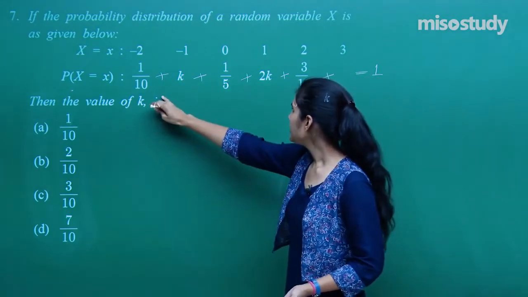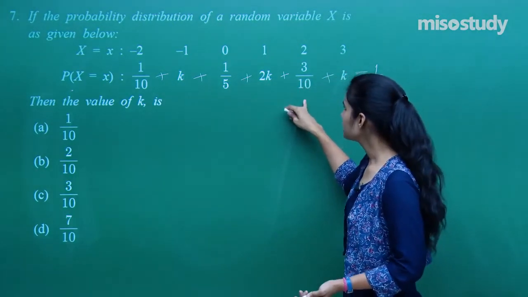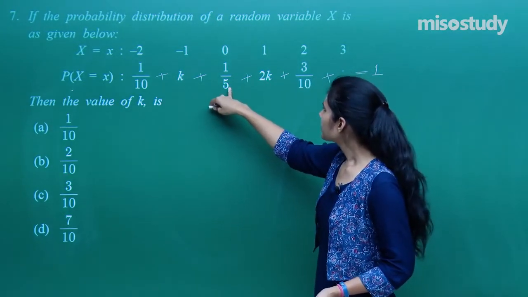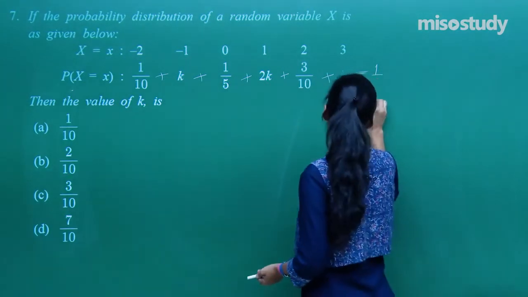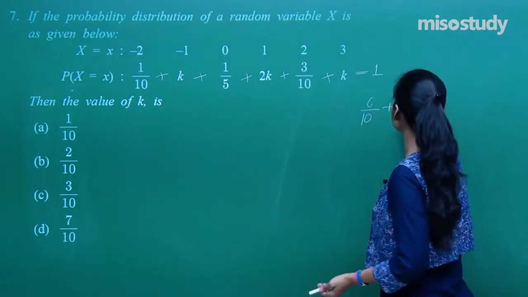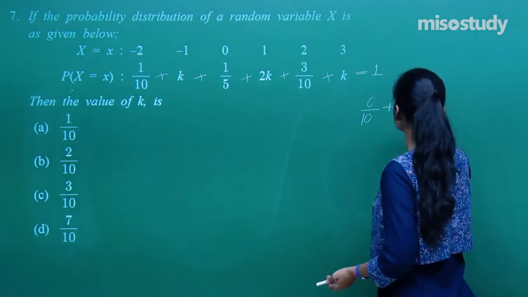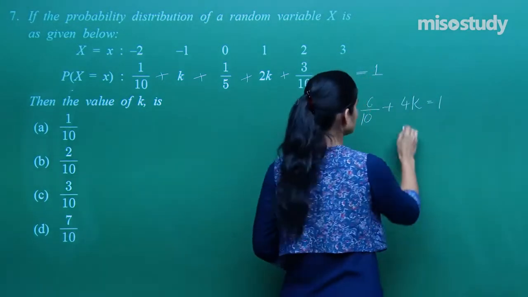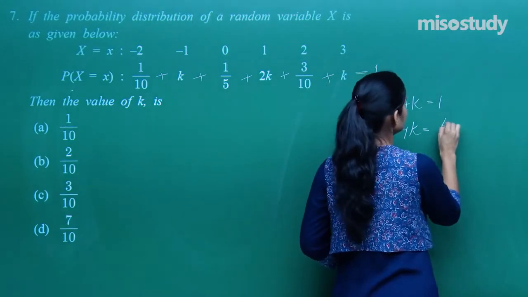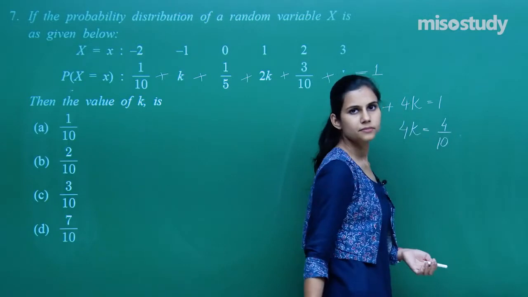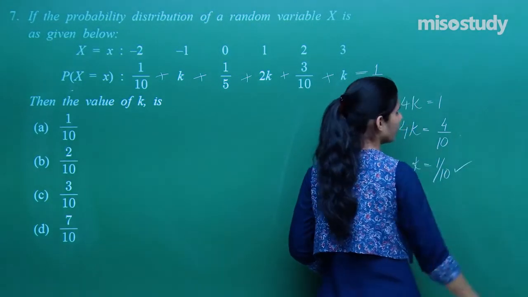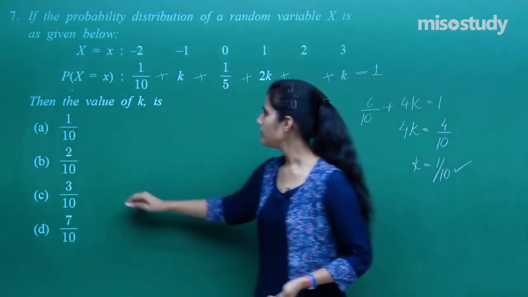So if this is a probability distribution, the sum of this is 1, and now the question is very easy for you. 1 by 10 plus 1 by 5 plus 3 by 10 gives you what? This becomes 2 by 10, I can write it as 2 by 10. So this becomes 1 plus 2, 3, 3 plus 3, 6 by 10. Plus k plus 2k, 3k, 3k plus k, 4k. This is 1. So what you get is 4k is 1 minus 6 by 10, which is 4 by 10. Right? So k comes out to be 1 by 10. Clear? 1 by 10 is the right answer.